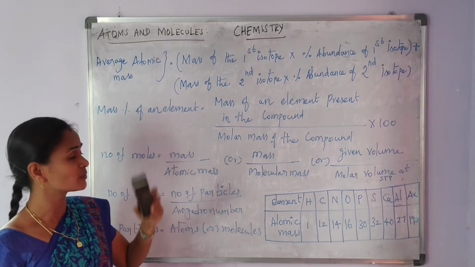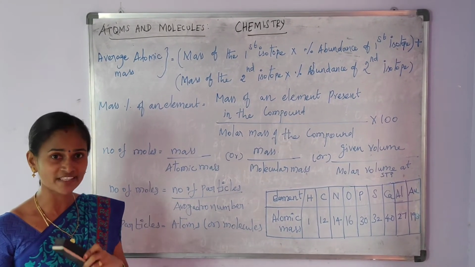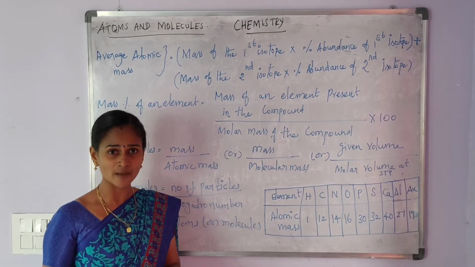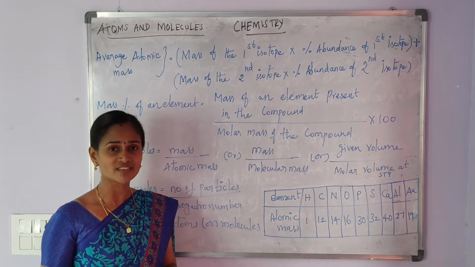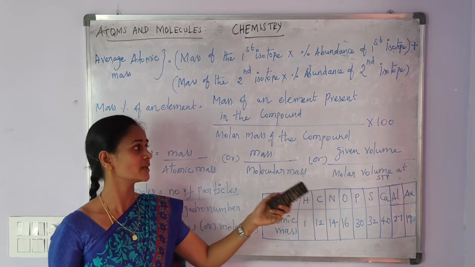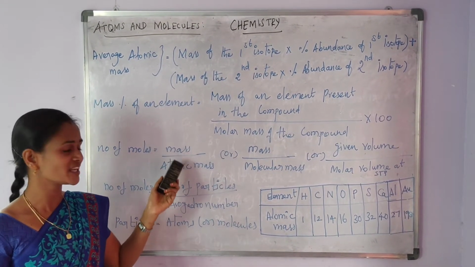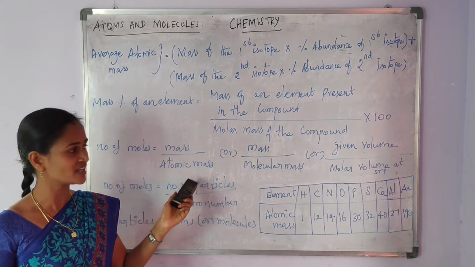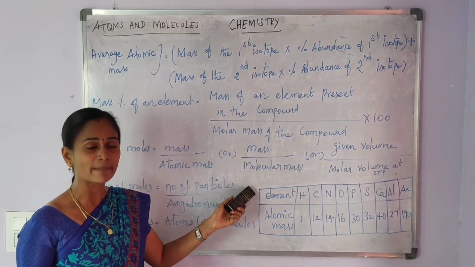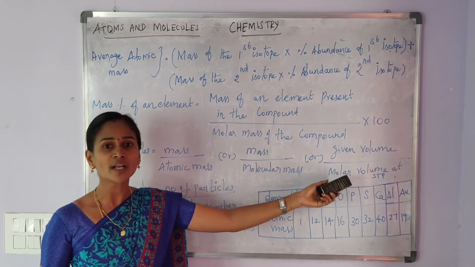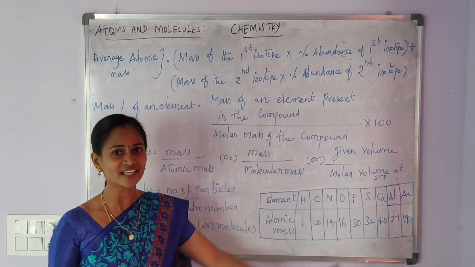The second one is mass percentage of an element is equal to mass of the element present in the compound divided by molar mass of the compound into 100. And the third one is finding the number of moles. The first one is mass divided by atomic mass, or mass divided by molecular mass, or given volume divided by molar volume of the gas at STP.